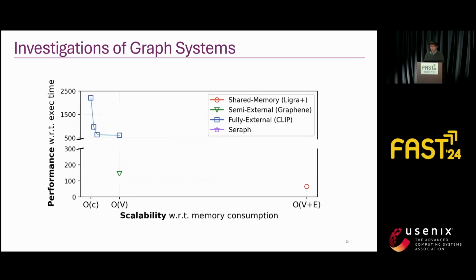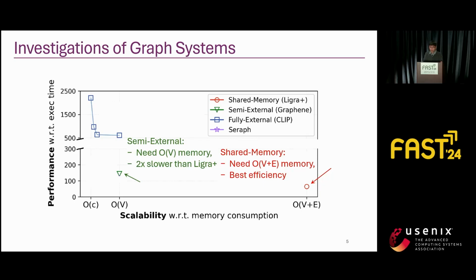Each type of graph system has its trade-off between memory consumption and execution time. To investigate this trade-off, we present this figure, where the x-axis shows the memory consumption and the y-axis is the execution time. The first system we present is the shared memory one. As you can see, it achieves the best performance, but it requires a massive amount of memory to run because the entire graph needs to be kept inside the memory.